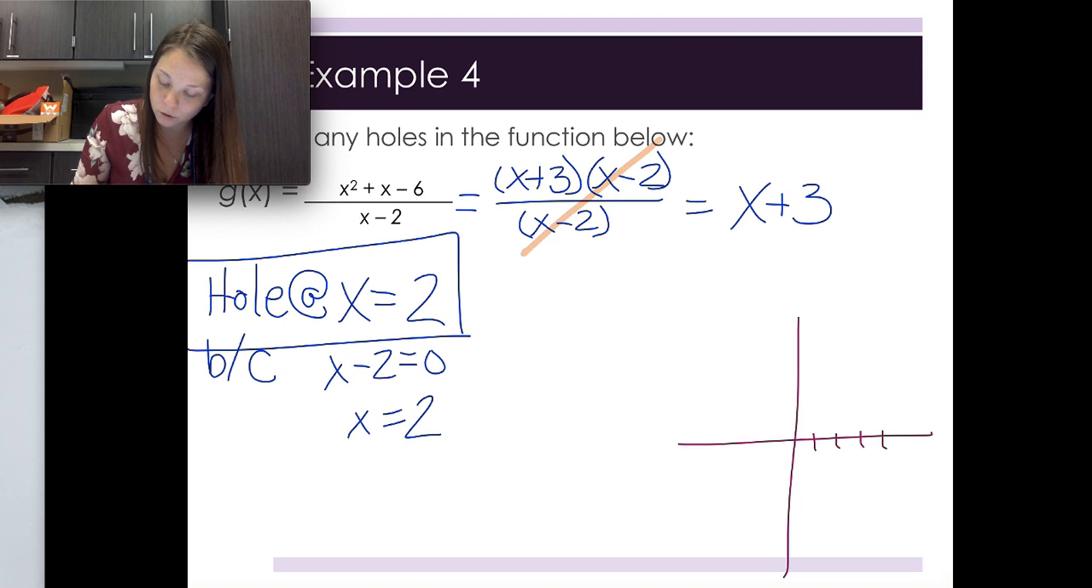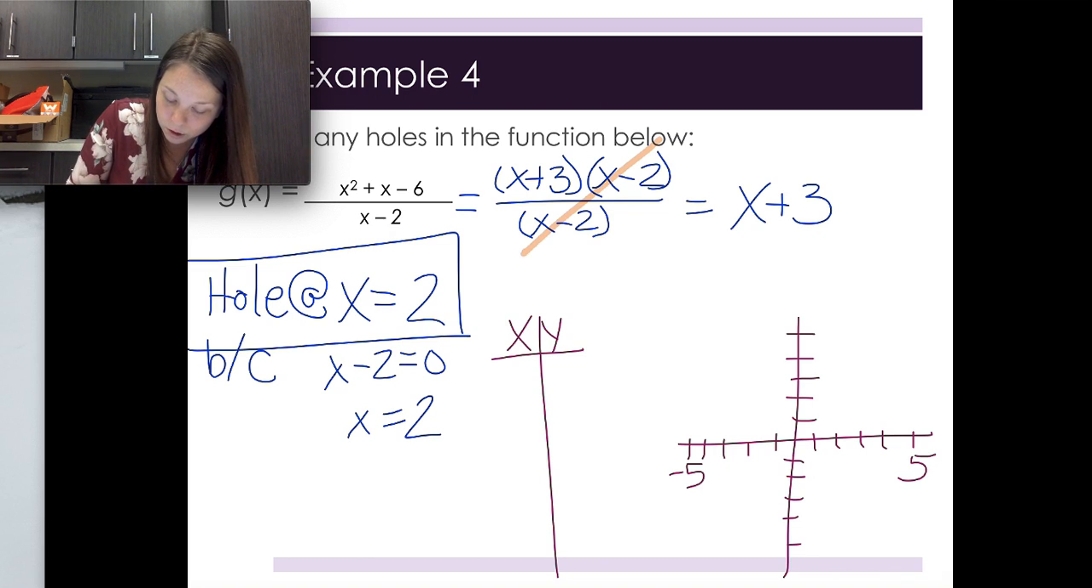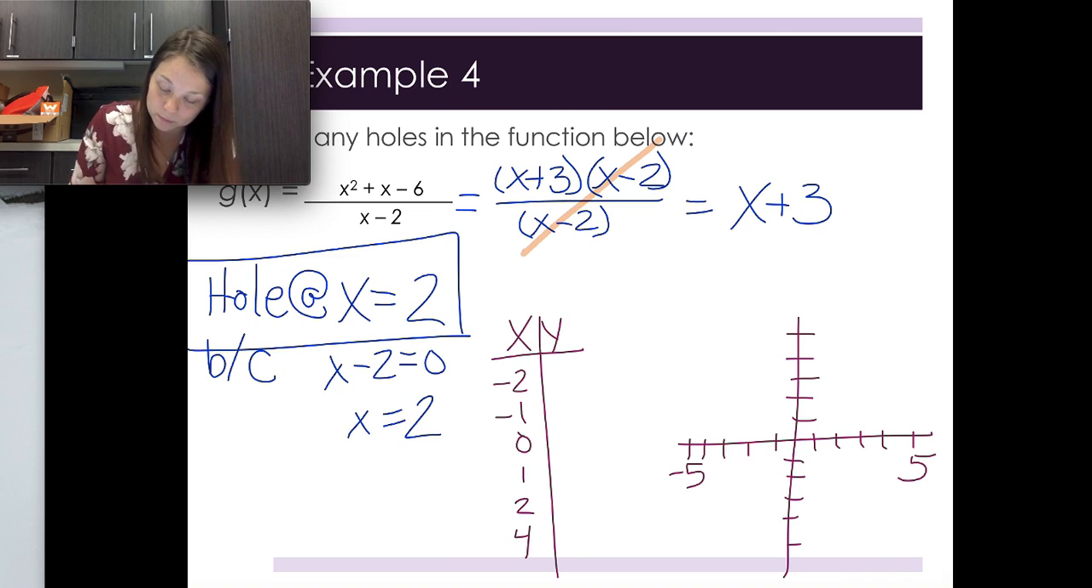1, 2, 3, 4, 5. Oops, and 1, 2, 3, 4, 5. Okay, and then I'm going to create a table to represent this equation. You don't have to, but I'm going to. I'm going to pick some values that are positive and negative and 0. So let's do negative 2, negative 1, 0, 1, 2, and then let's do 4. I lied. Let's do 3.